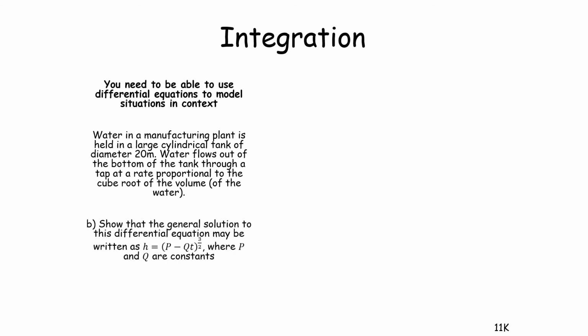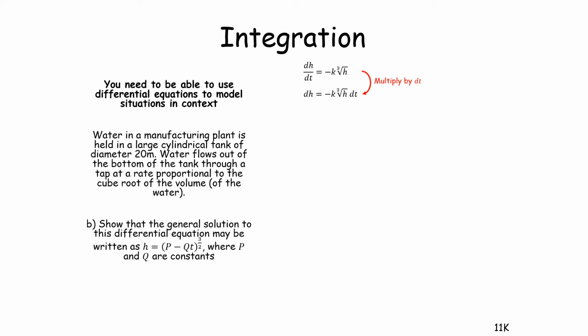Okay, so part B of this question says show that the general solution to the differential equation may be written in this form, where P and Q are constants. So if we go back to our dh/dt equal to minus k cube root of h, and again in the exam, if you're not able to do part A of this question, you should certainly have a go at part B, because it's a show-that question, so you could just use that answer from A to do part B. So same as before, we're going to do separating the variables.